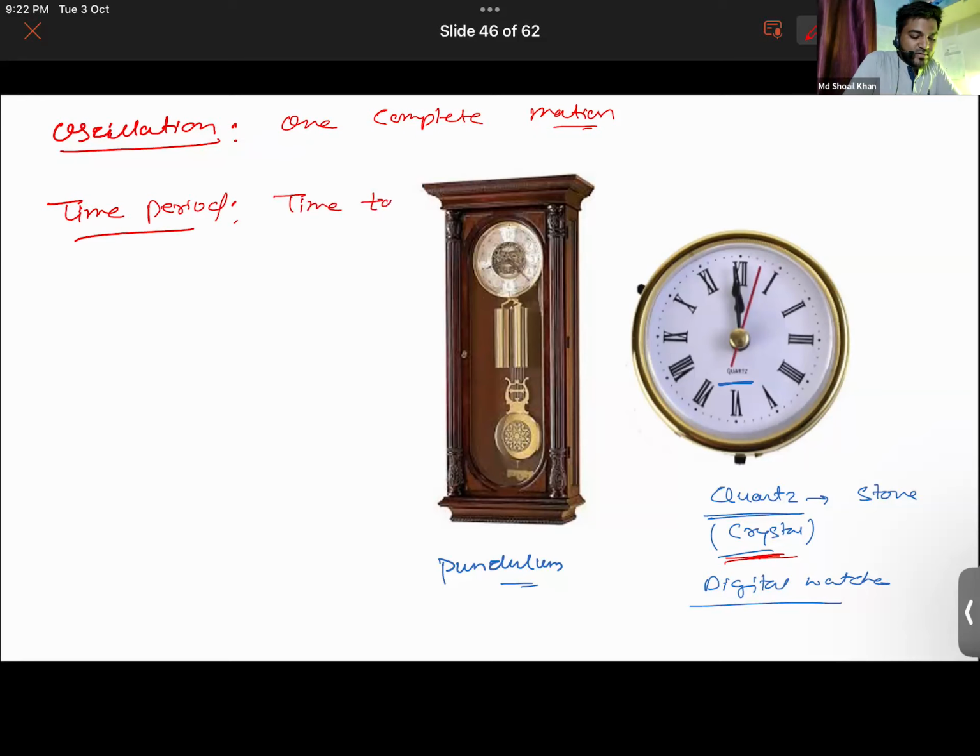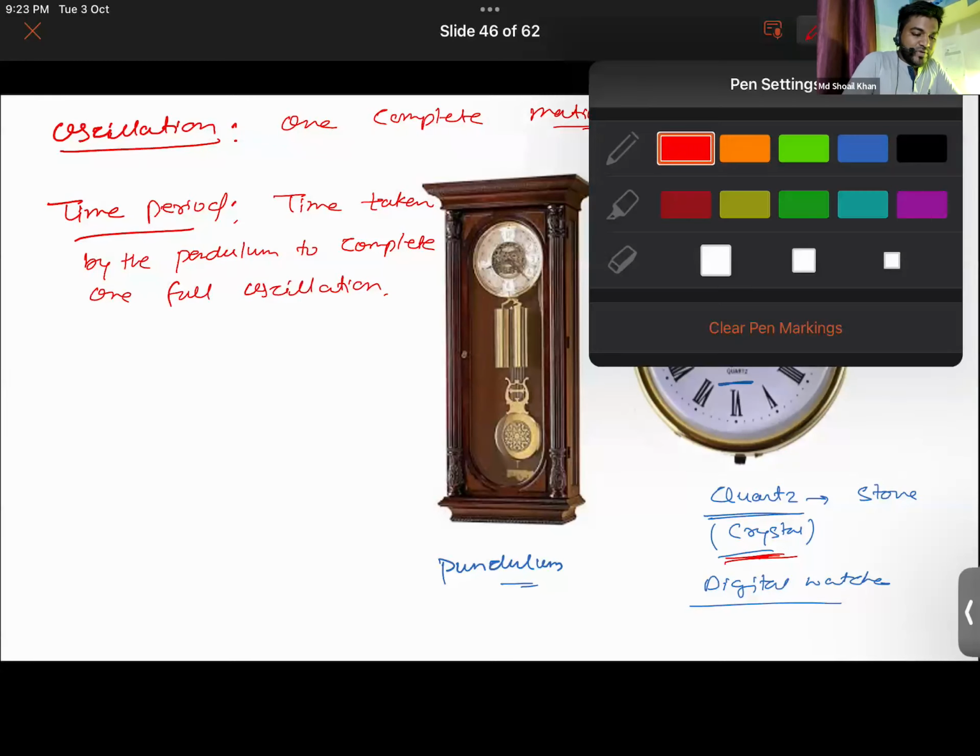What did I just say? Time taken by the pendulum, the bob, exactly, to complete one full oscillation. That is called the time period.